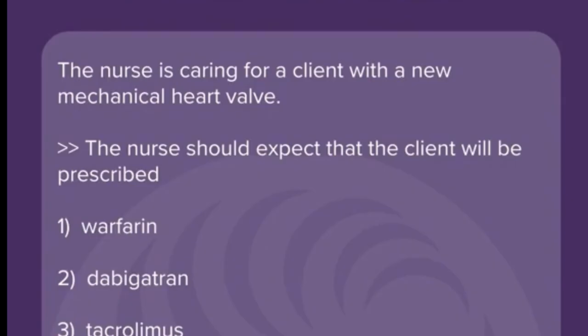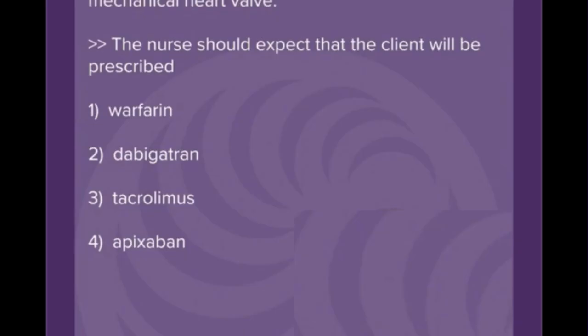The nurse is caring for a client with a new mechanical heart valve. The nurse should expect that the client would be prescribed what? So let's look at our options. Option 1 is warfarin, and this is going to be our correct option. We know warfarin is a vitamin K antagonist. It's going to reduce the risk of clot formation on that mechanical heart valve.